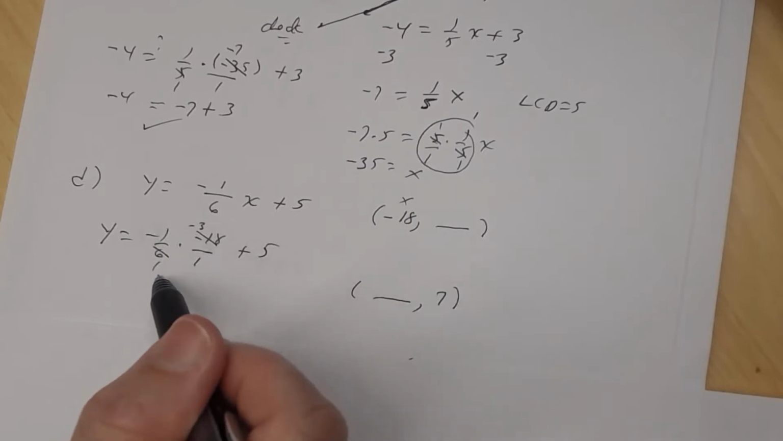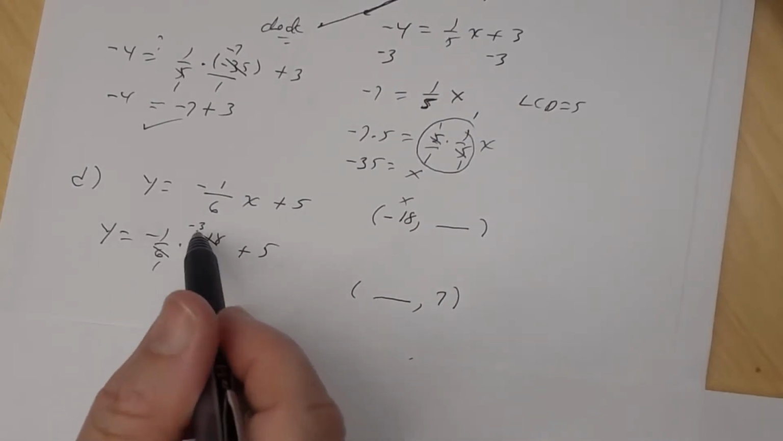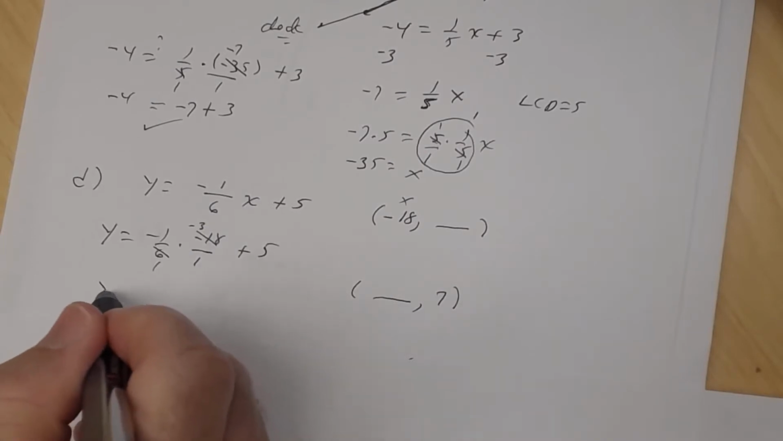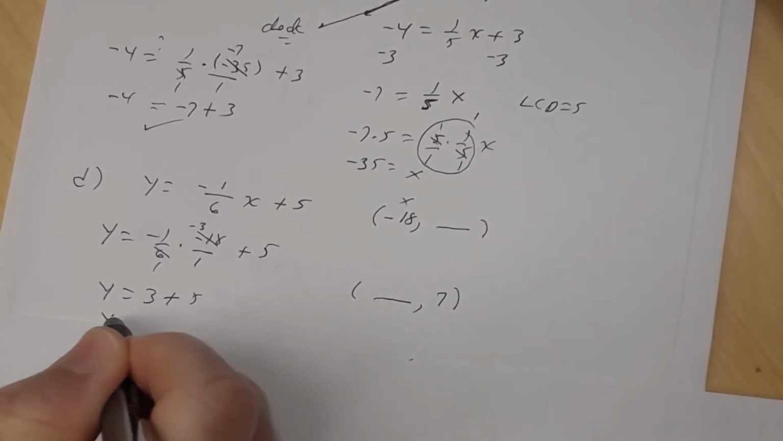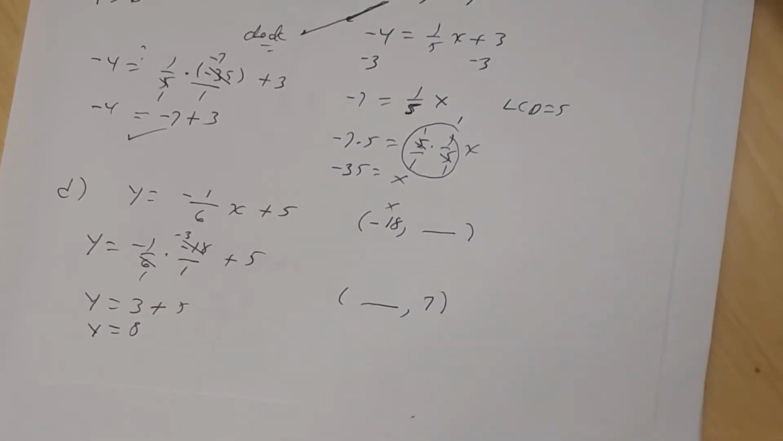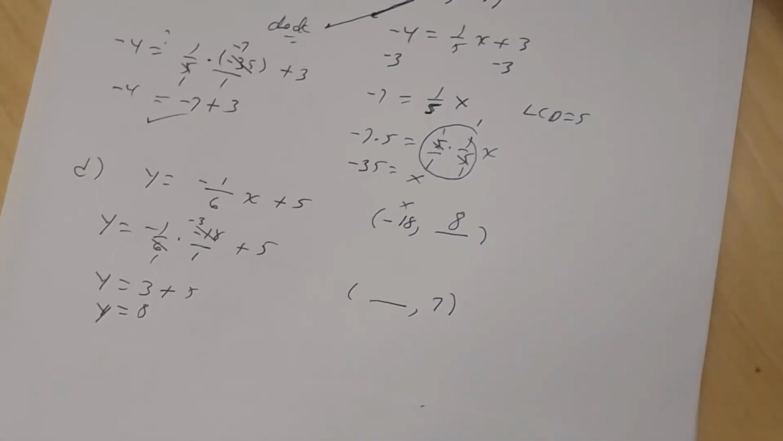Negative 1 over 1 is negative 1. Negative 3 over 1 is negative 3. A negative times a negative is a positive. So a negative 1 times a negative 3 is a positive 3. And so we get y equals 3 plus 5, which is 8. That's what y equals. So 8 goes here. So that's one of your solutions.